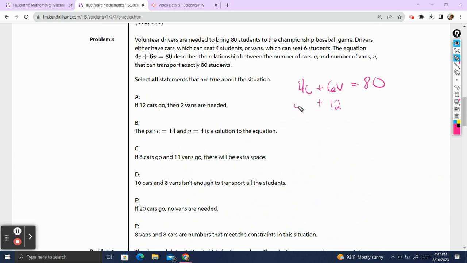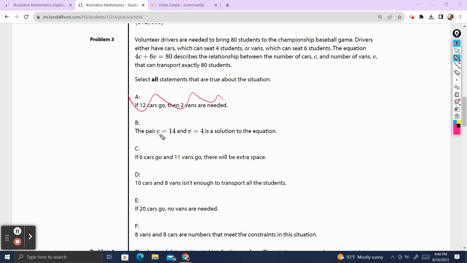I'm not sure how many cars, so I'm just going to do a little bit of math over here. I'm going to solve my equation by subtracting the 12 from both sides. In this case, it's going to be 68 equals 4c. And I'm going to divide both sides by 4, which tells me I need 17 cars. So if 12 cars go, we're going to need more than 2 vans. Pause if you need a second to go over this, because I'm going to go ahead and look at the next question.